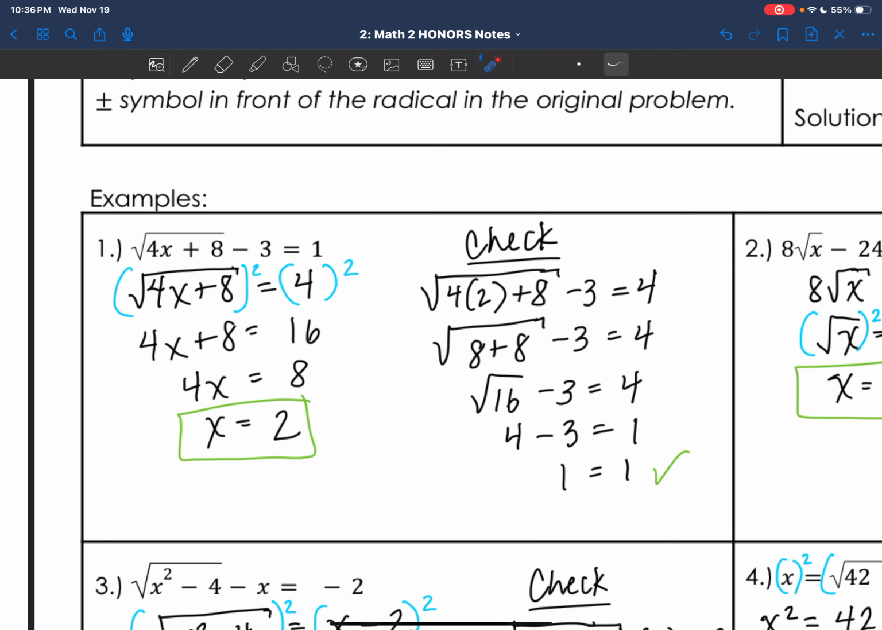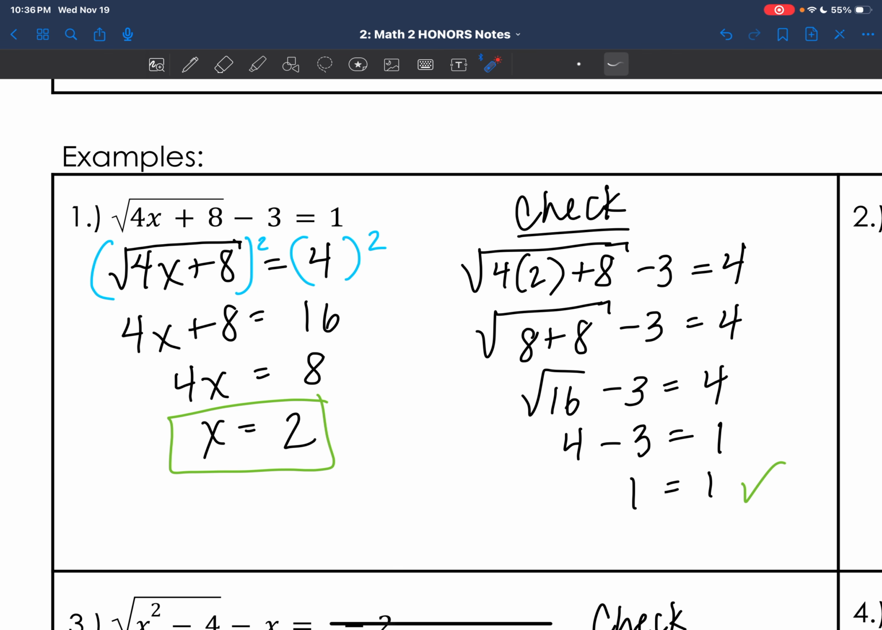All right, let's get started with this first part. So again, we want to get the square root all by itself. So we need to take this and move it to the other side by adding 3. Now that we got that, we're left with the square root of 4x plus 8, and it equals 4. So we need to get rid of that radical by squaring everything on this side. And remember, to keep it balanced, what you do on one side, you've got to do on the other.